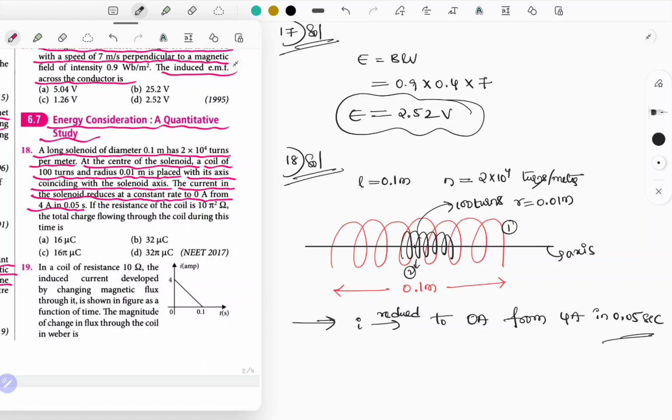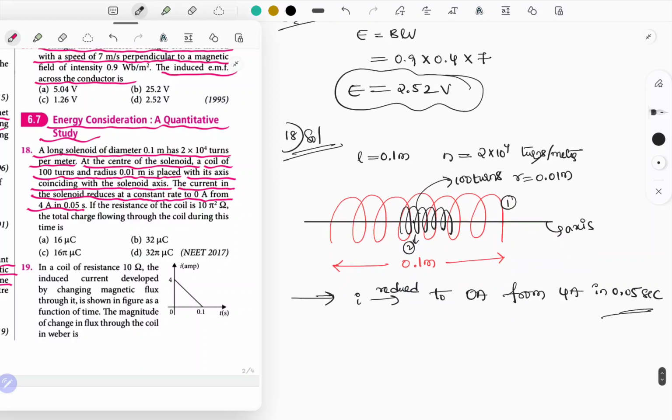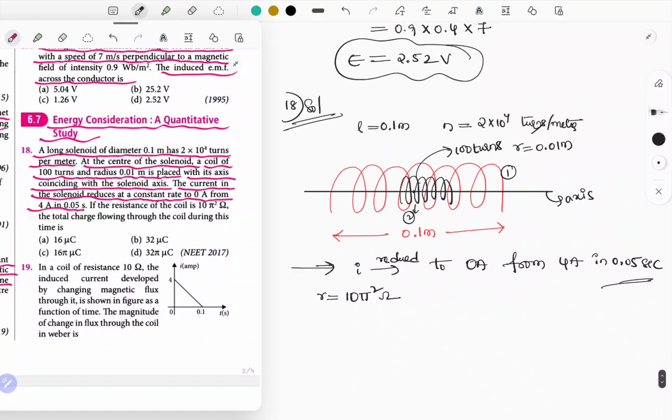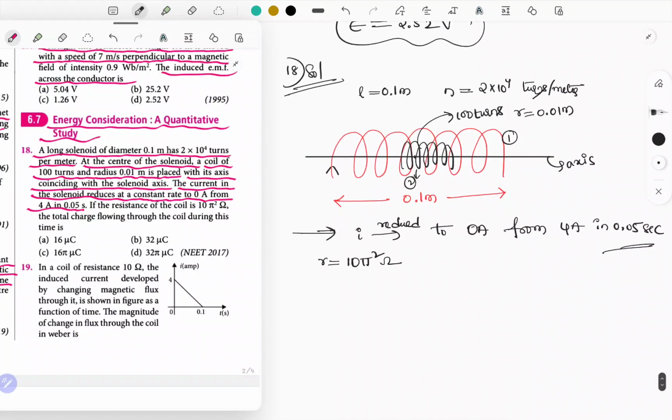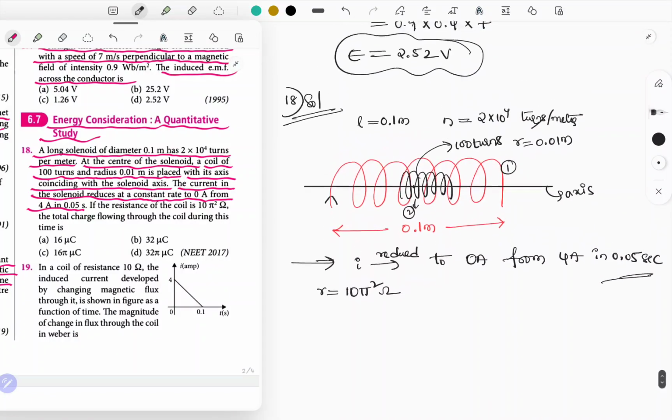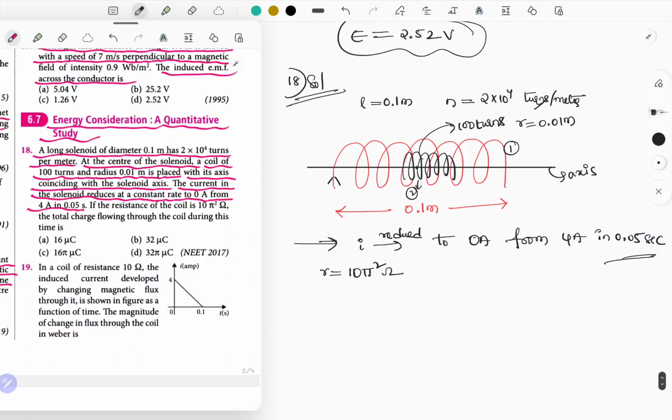What does it mean? There is a change in current. If there is a change in current, definitely there will be a change in flux also, right? If the resistance of the coil is 10 pi square ohm, find the total charge flown through the coil during this time. Okay, so as current is changing in the solenoid, what is the initial flux and final flux? That's what we have to find out. Okay, so let me find it out.